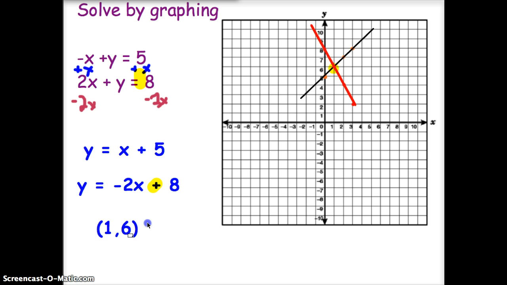For the first equation, and I'm going to go back up here to the original equations, not the ones that I used, just to make sure I didn't make some error. So -1 plus 6, well, that is 5, so that works. For the second problem, 2 times 1 is 2, plus 6, 2 plus 6 is 8, so it works for both equations. So that is the solution.